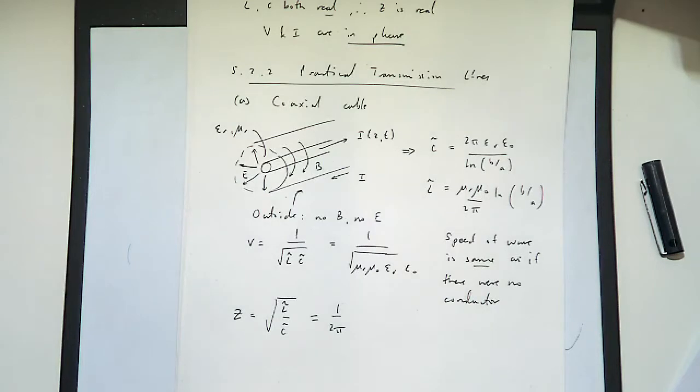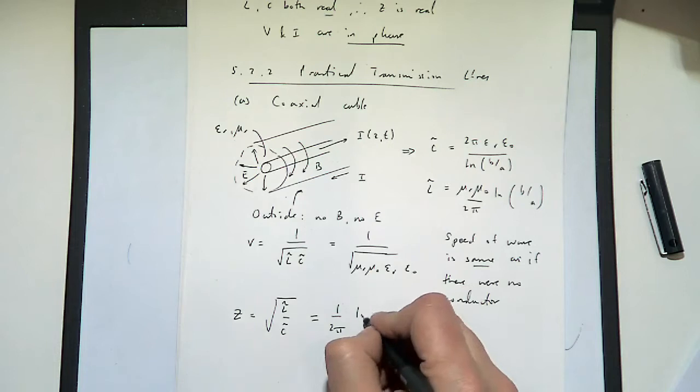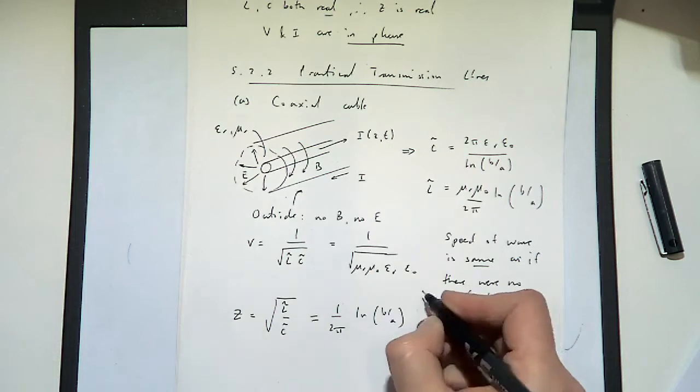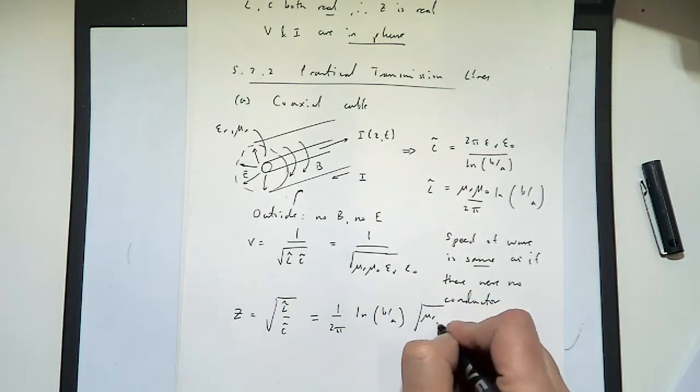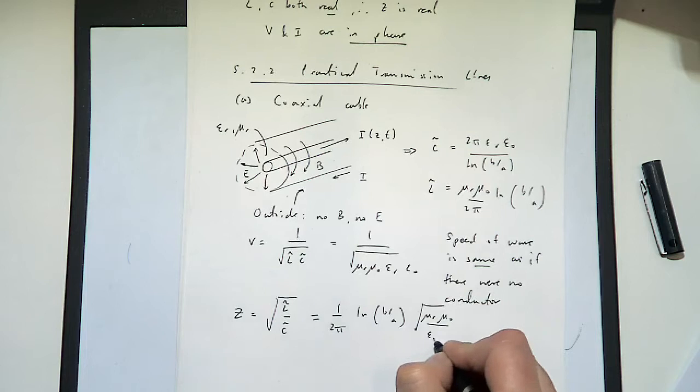The impedance does vary, and if you just work it out, it comes as log B over A, and then the mu r's and mu naughts just end up on the other side to each other. Okay? Right. So that's our coaxial cable case.